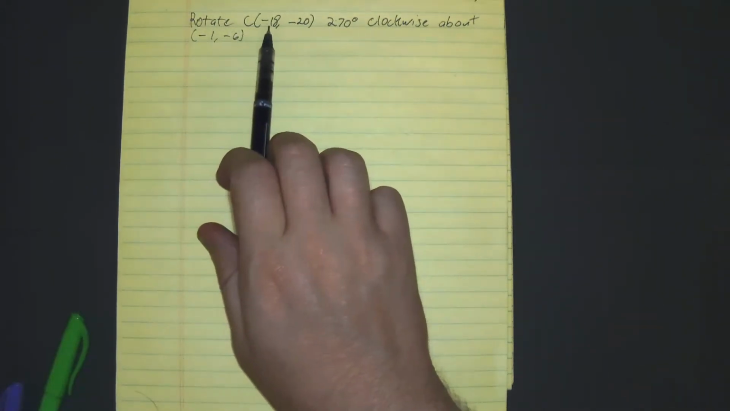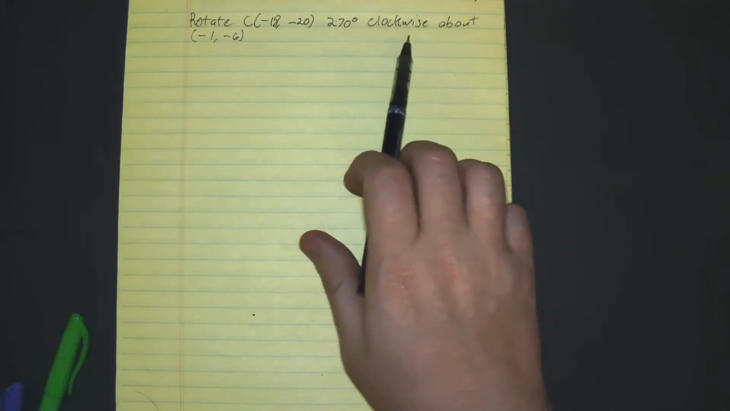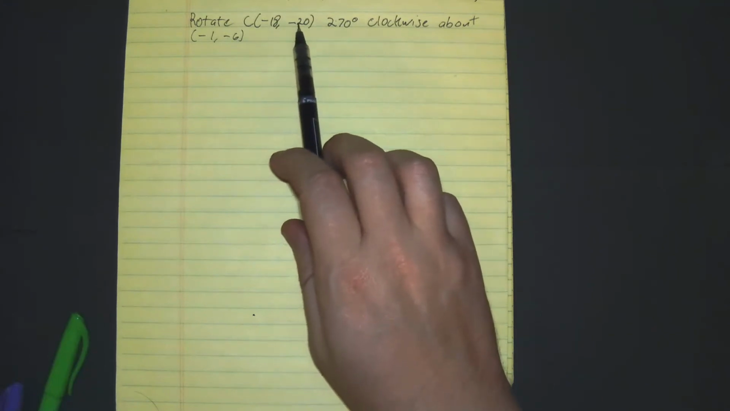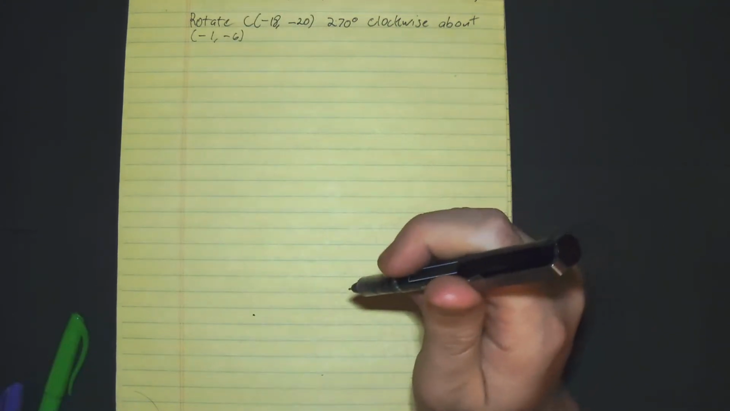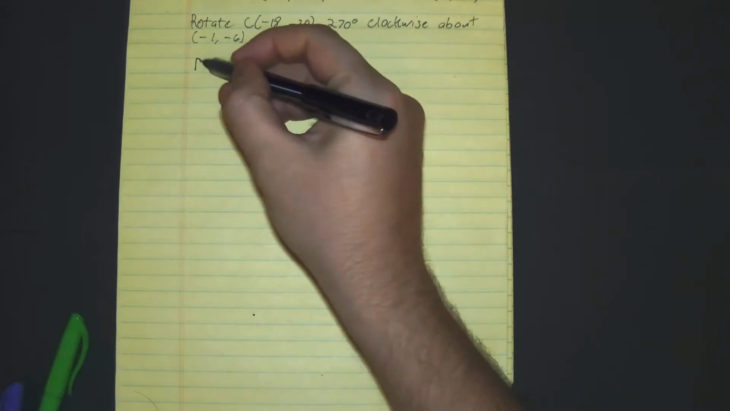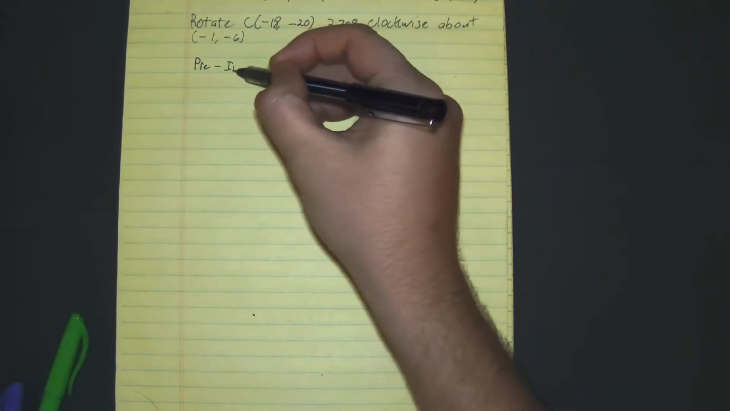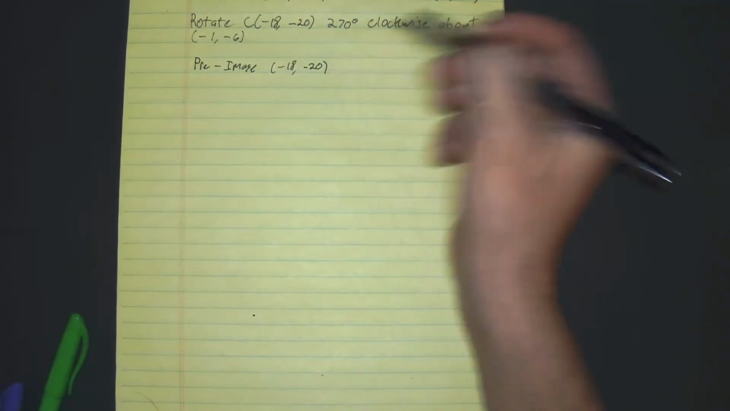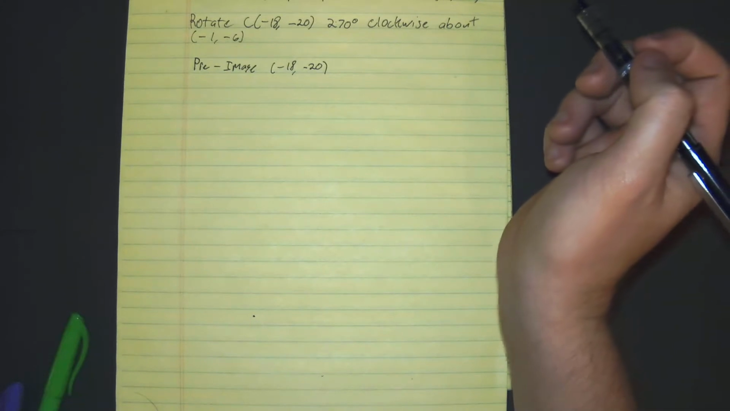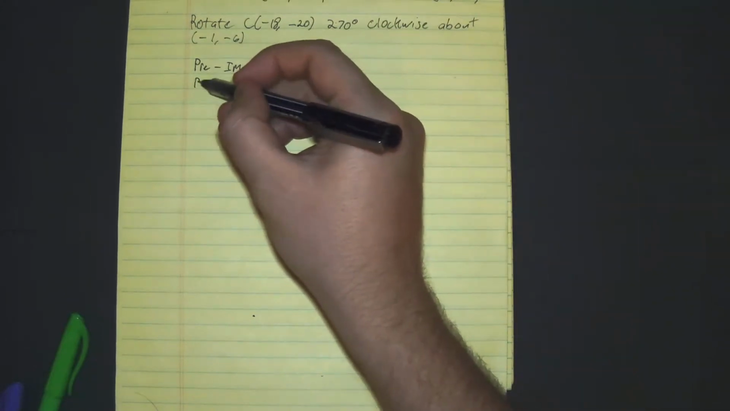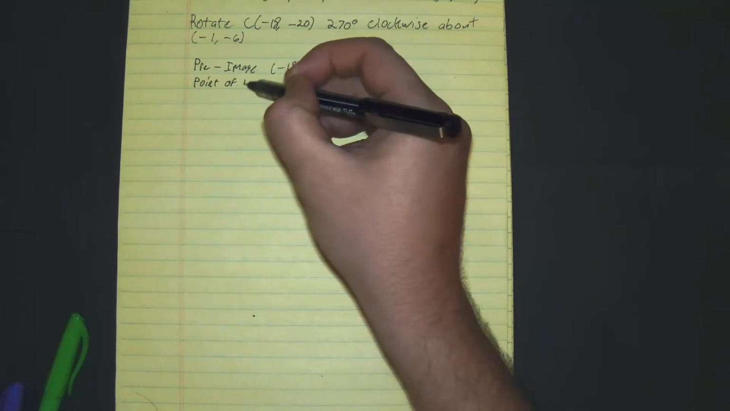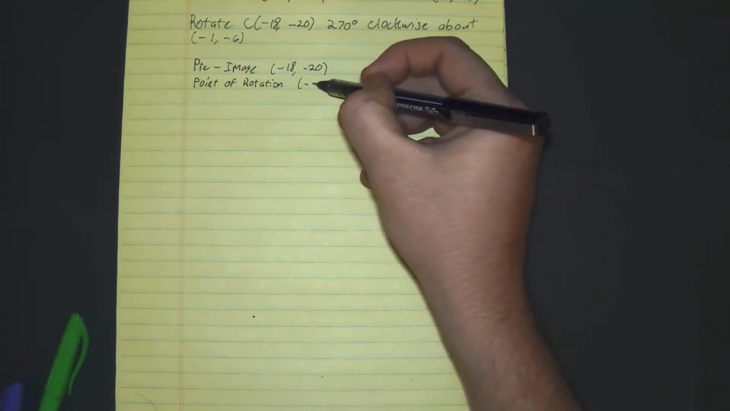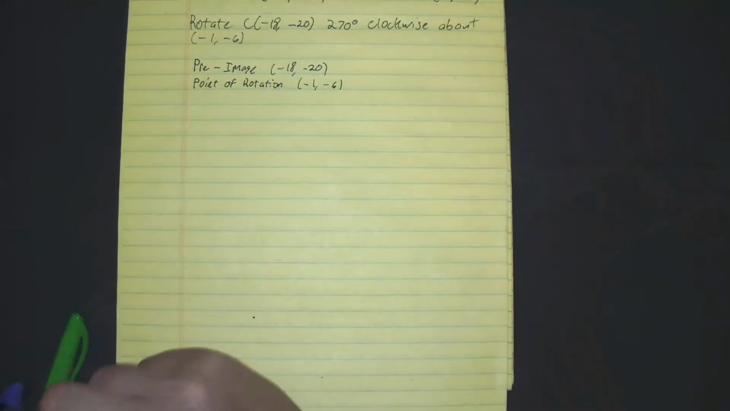Rotate point C, negative 18, negative 20, 270 degrees clockwise about negative 1, negative 6. All right. So first, I'm going to identify the important parts. Our preimage is located at negative 18, negative 20, and our point of rotation is located at negative 1, negative 6.